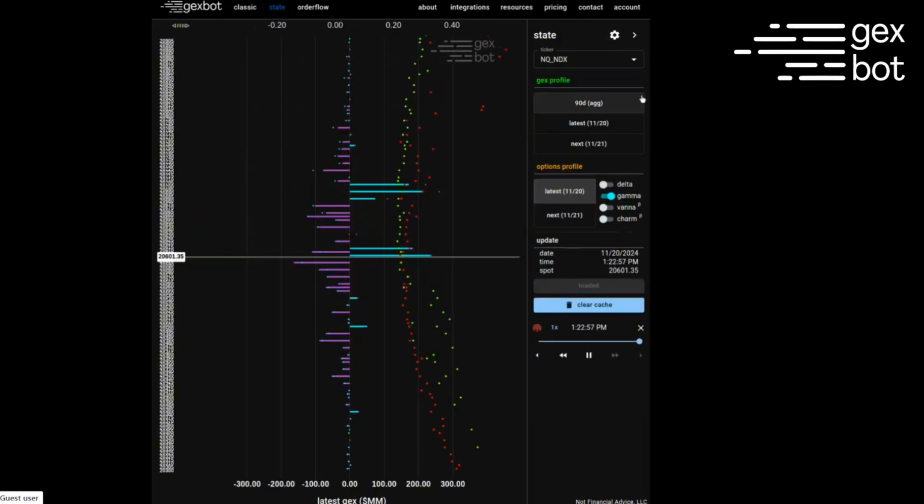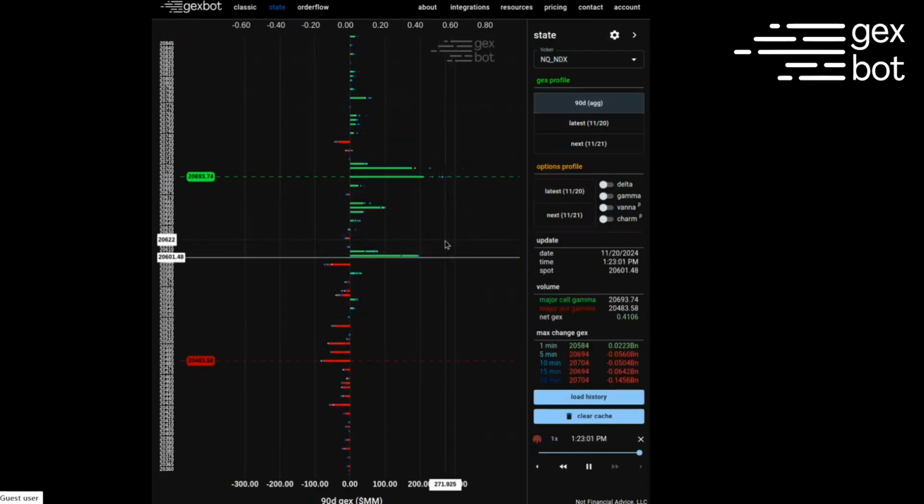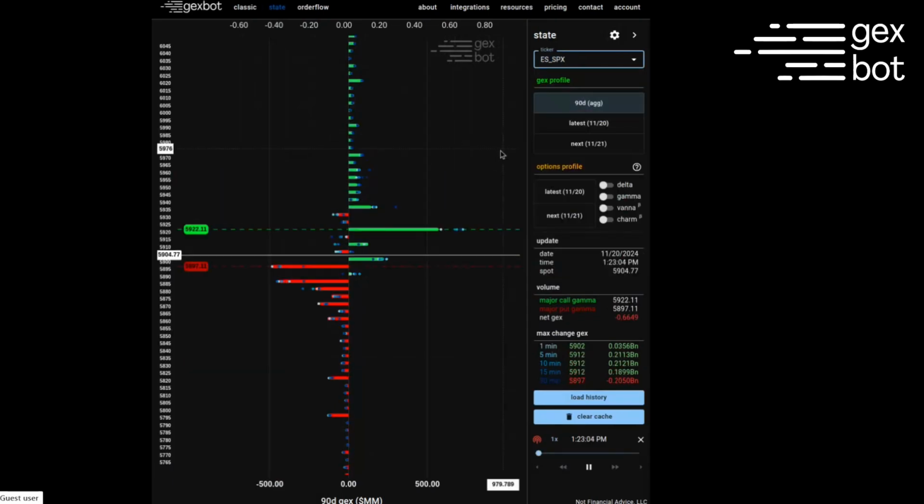That was the impetus behind something like State, where now you can see the disparate longs or shorts that come in. I think we were coming up into major positive, and then we came back down, and there were these shorts here.